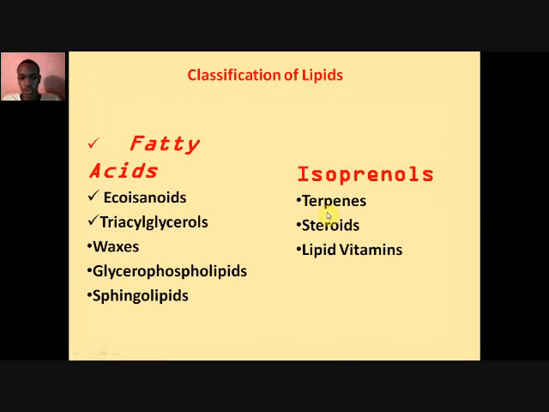Moving right along. Wow, we're moving. So we've completed fatty acids, we've dealt with glycerols and triglycerides. So according to our schedule, the next thing to deal with is the class of lipids known as waxes.